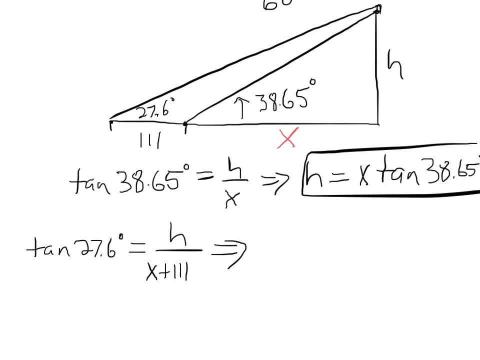Now let's solve for height there as well. The height is going to be (x plus 111) tangent 27.6 degrees. Alright, so what we have here are two equations and x and h, two unknowns. This is just a system.